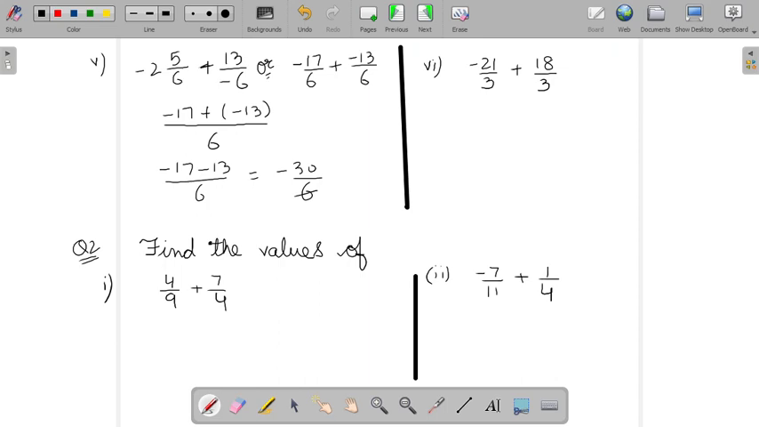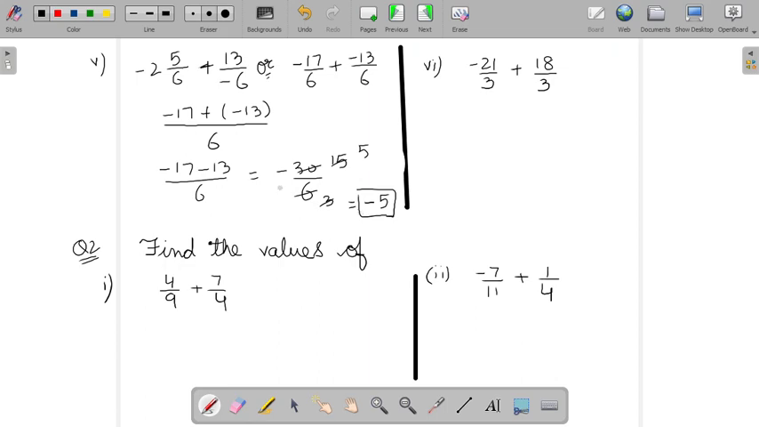Now cancel the terms. So you would be getting here 15. So the answer would be, cancel it, so 5. So the answer would be minus 5.